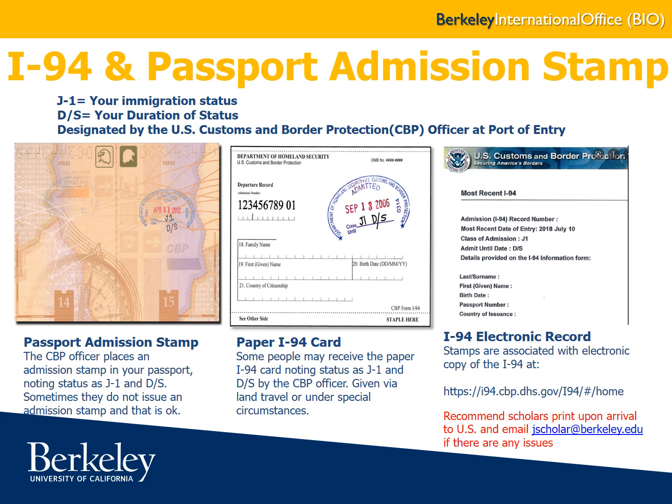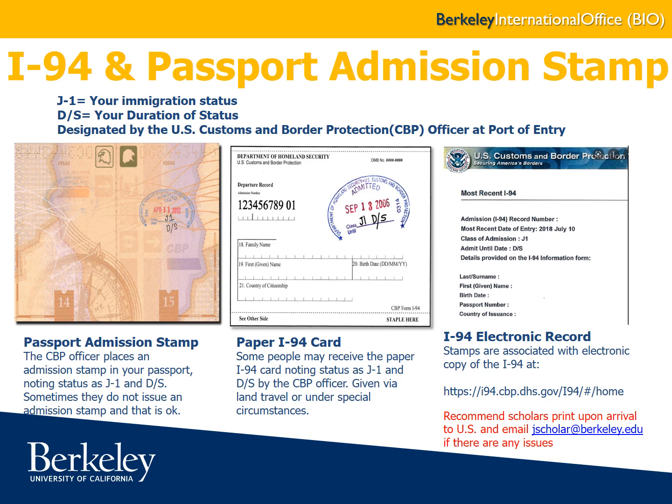The picture to the left of the slide is an example of the passport admission stamp. The picture in the middle of the slide is a paper I-94, generally stapled inside the passport upon arrival. At this time, the paper I-94 is generally only used for those coming to the U.S. from Canada or Mexico by car or train.